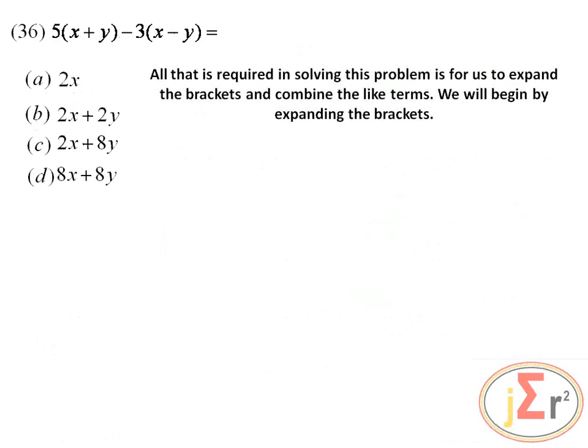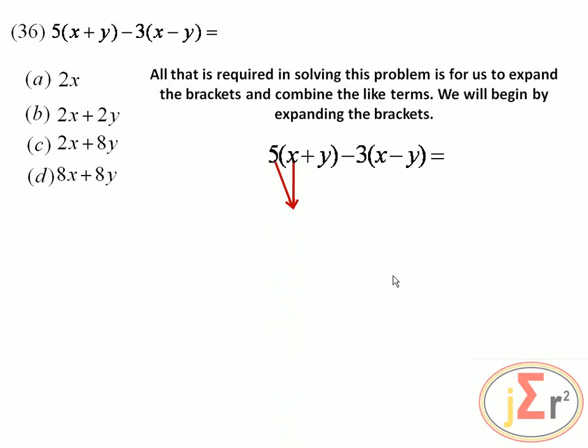All that is required in solving this problem is for us to expand the brackets and combine the like terms. We will begin by expanding the brackets. So we have 5(x plus y), then we have negative 3(x minus y). Good. There we have a little bit larger or more macroscopic representation of the expression that we have in the statement of the problem.